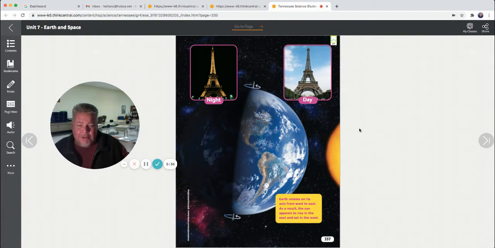All right, so we look here at this next page, 337. It's just showing what I showed you with my apple. Here's the earth. One side is going to be daytime. One side is going to be nighttime. The side that's facing the sun will have day. The side that's away from the sun will have night.